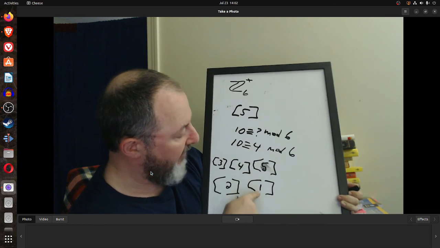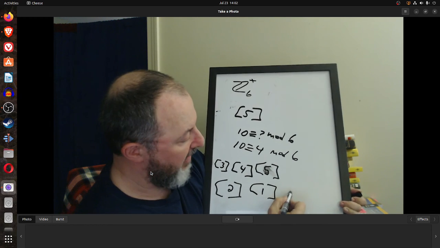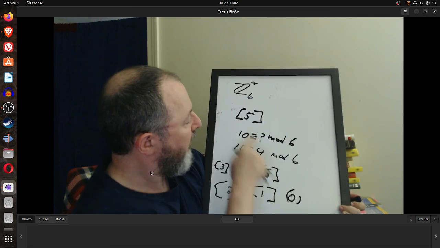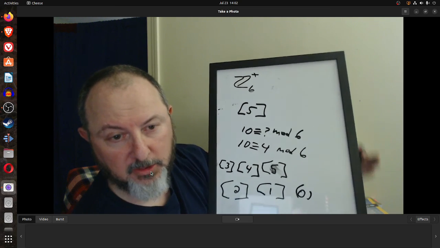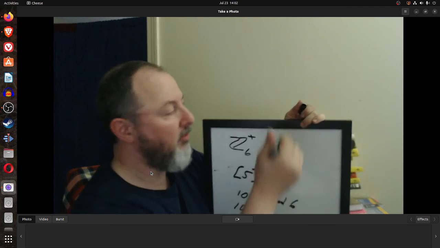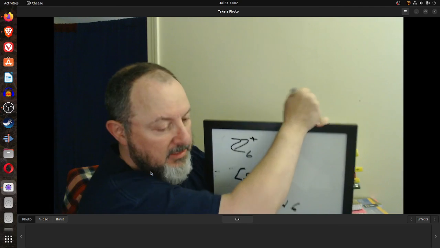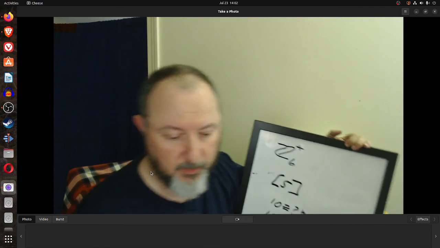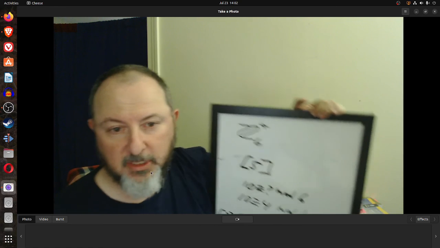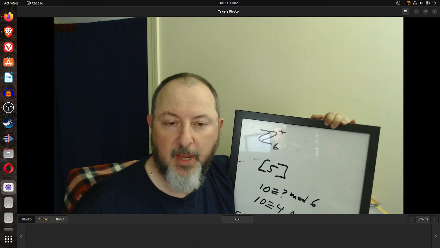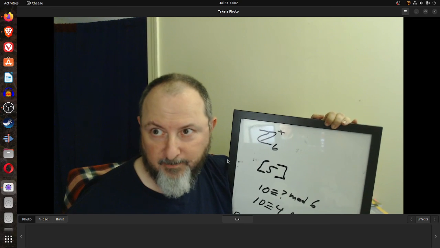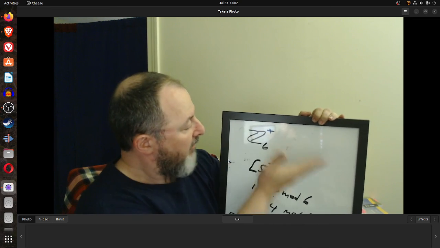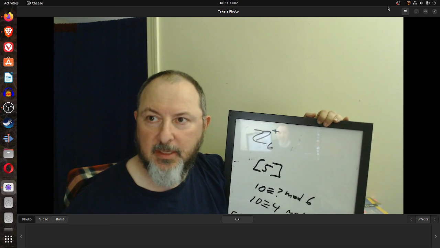And add 5 to 1, that's 6, congruent to 0 mod 6. So 5 generates the whole group again. That shows manually that the only subgroups of Z6 under addition are the group generated by 2 and the group generated by 3. Okay, and that's a little bit about Z sub 6. Thank you.